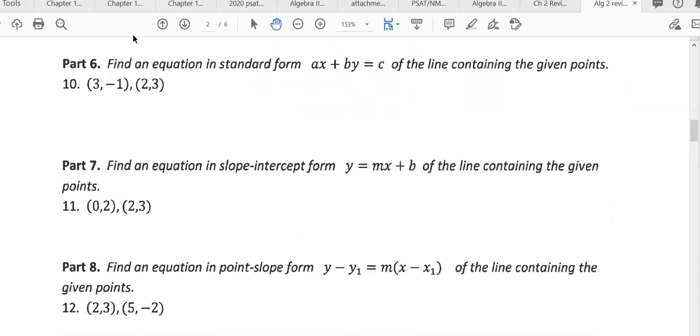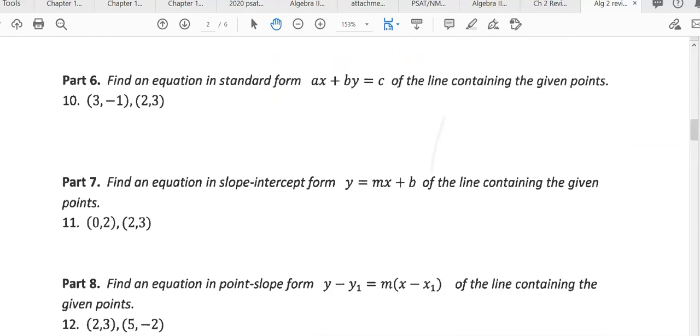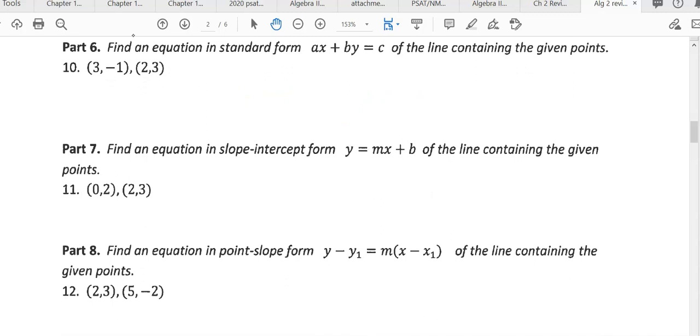So put it in standard form. This one has different points, I'm guessing. Yeah, okay. First, let's figure out the slope. So it would be 3 minus -1 over 2 minus 3. So that would be boom, boom, plus a positive. That's 4 over -1 or -4. So the slope is -4.